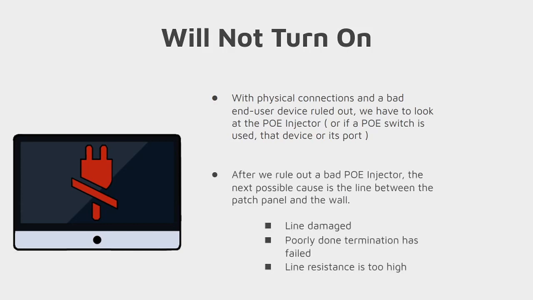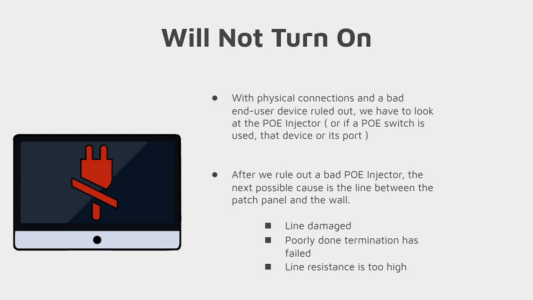Now, after we can roll out a bad potential POE injector or POE switch, sadly the next possible cause would be the line between the patch panel and the wall. A couple things to look at here. We could look at line damage, which could be a result of construction. Maybe the line was run poorly initially through something in the ceiling that would generate excessive heat that would damage the line, or was not pulled in a nice fashion and the line was overstretched. Any kind of damage that might have been done when the line was initially put in.